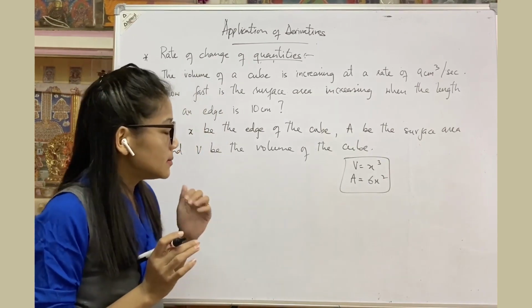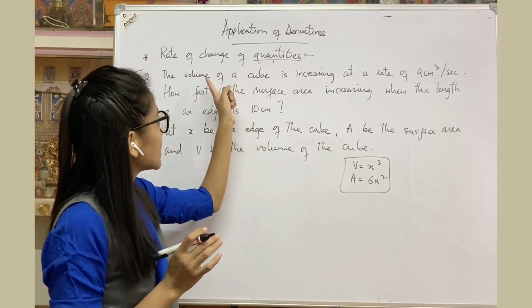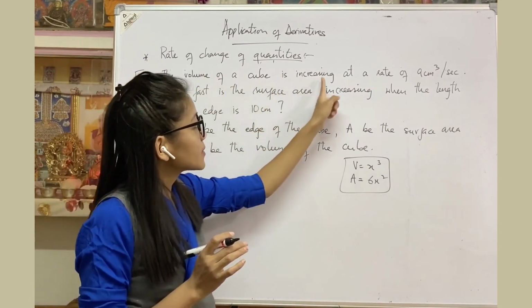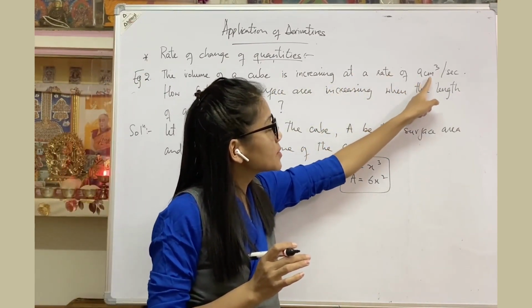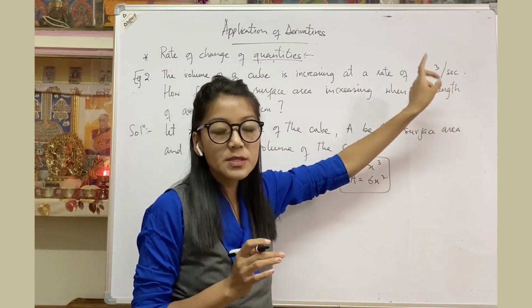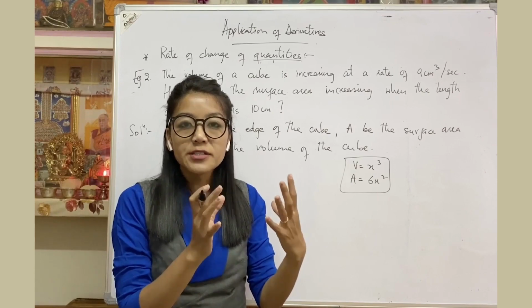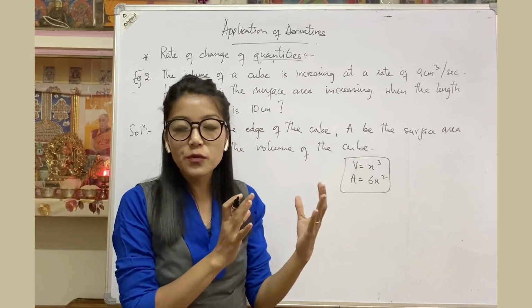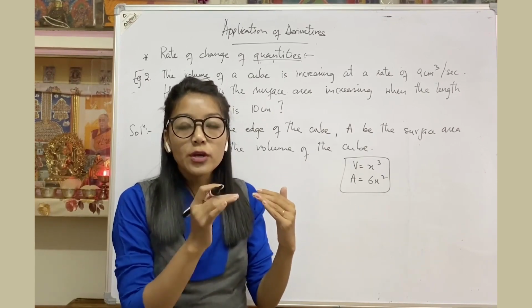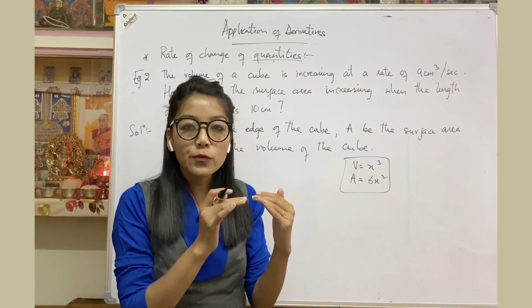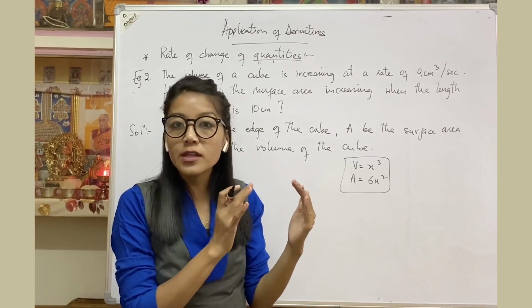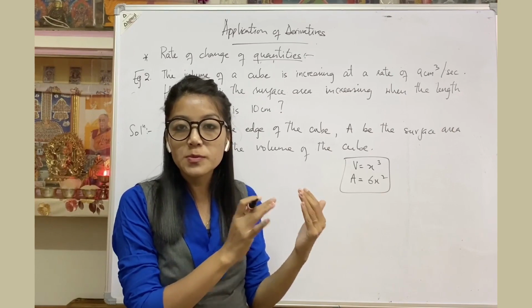Okay, now here we are given that the volume of the cube is increasing at a rate of 9 cm³ per second, which means we are given that the volume of the cube is changing with respect to time. So first of all, you should know that you are given the rate of change of volume with respect to time. You are not given the rate of change of volume with respect to side.